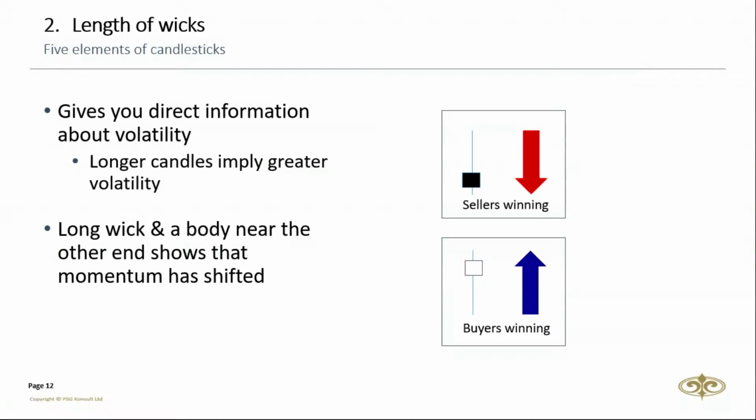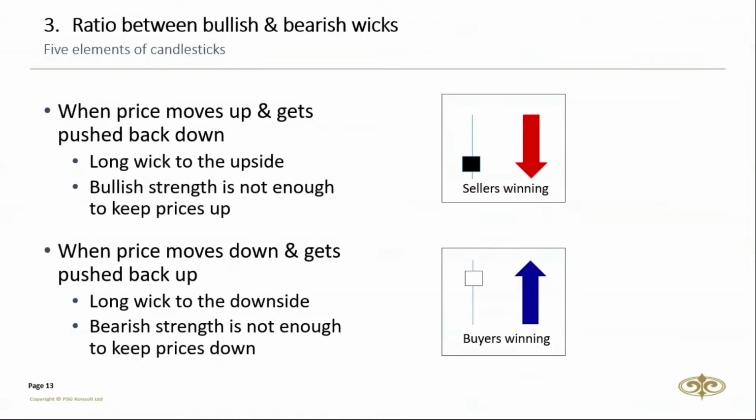Let's build on that. On the third element now, we talk about the ratio between the bullish and bearish wicks, or as I mentioned just now, the shadow. So when the price moves up and gets pushed back down, like we saw just now, the price tries to move up, and the price gets pushed down. This just shows us the signal that the bullish strength is not enough to keep prices up, and we close near the bottom.